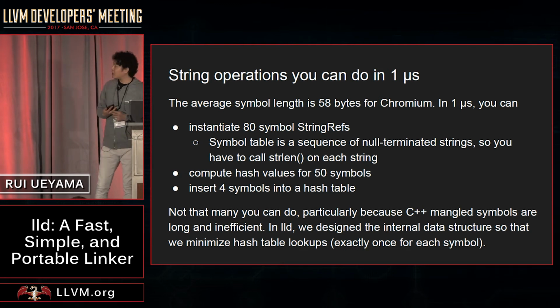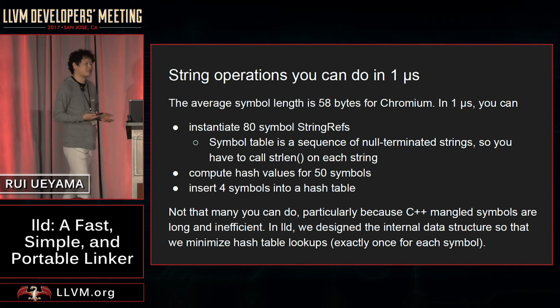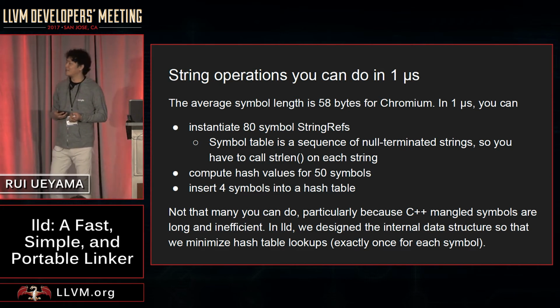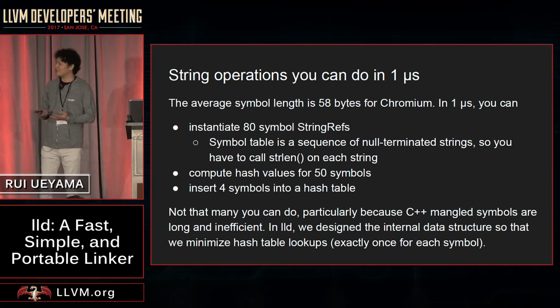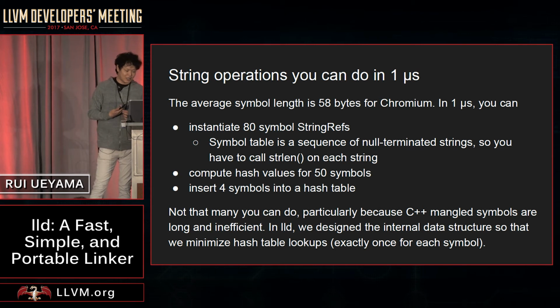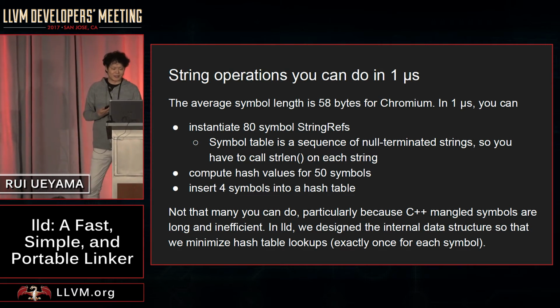So it's not a lot, right? And the situation is, C++ is one reason why symbol insertion is costly, because of name mangling. So C++ adds types and namespaces and so on to symbols, and it makes mangled symbols as strings pretty long. And I think that is the reason why we cannot do a lot of things in a short period of time.